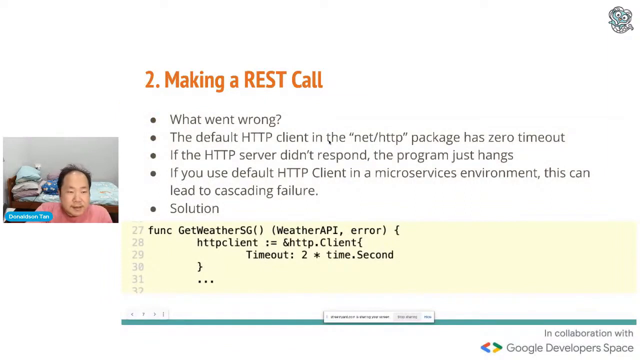The default HTTP client in the net/http package actually has a zero timeout, so the program just hangs. If you use the default client in a production environment, especially in microservices, this can lead to cascading failures. The very simple solution is to just indicate a timeout when you start the HTTP client. It's a very simple thing, but it is very common. It happens very frequently. We see it during code reviews.